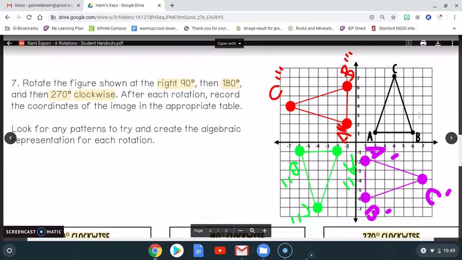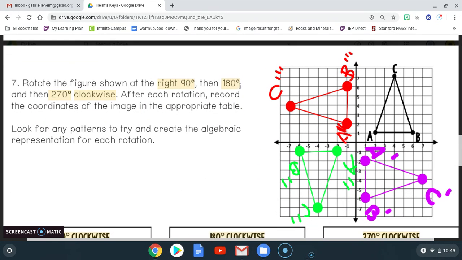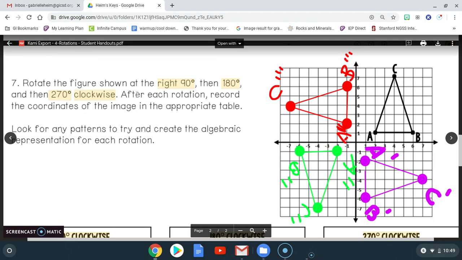Okay, so then if we go down here, this was asking us to actually rotate. So you wanted us to rotate it to the right 90, then 180, and then 270. The reason there are all these little prime marks is because this shows us that this is the first prime mark because there's only one. So this is the first new image. Then here's the second one, and here's the third. That's why there are so many different prime marks. So we're going from here to here.